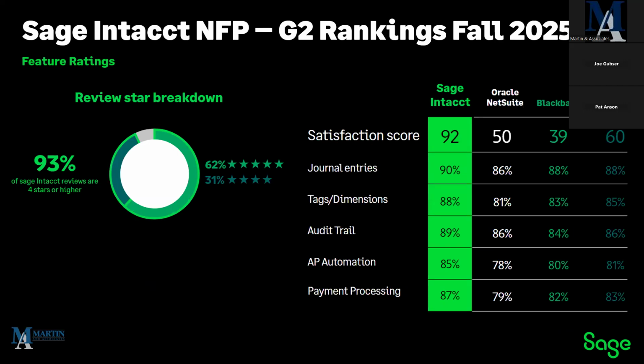Here, this is related to features. So it's a 93% score of 4 stars or higher is what Sage Intacct has earned. And you'll see there various things like journal entries and dimensions and audit trail and so on and so forth, how it compares to other products in the marketplace out there, and how it compares to the average as well. So as you see, year after year, Sage Intacct is constantly ranking at the top of the G2 rankings for NFP software systems.